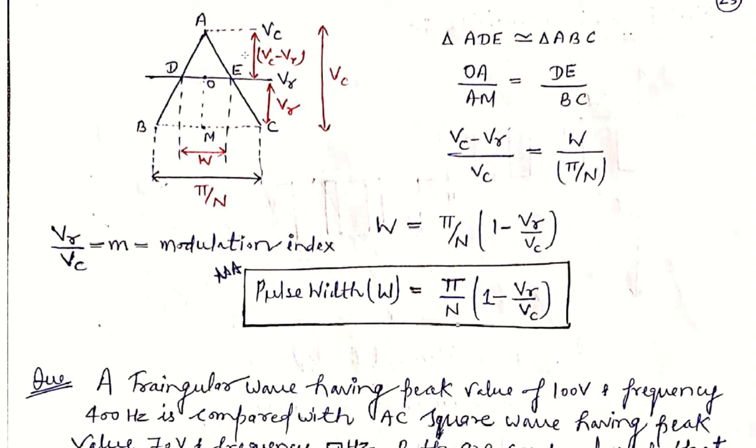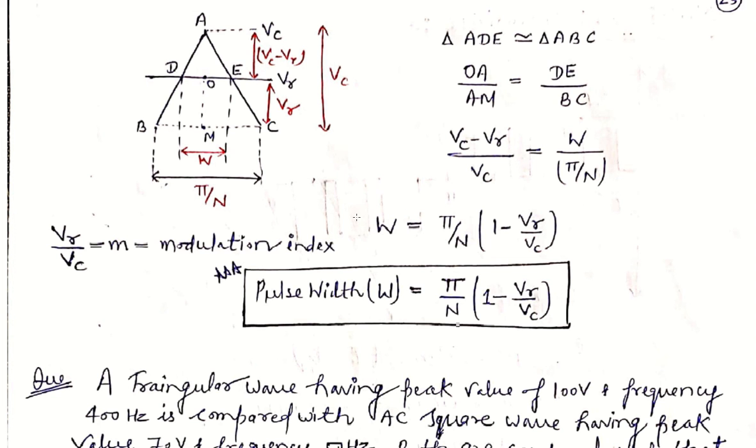Now we apply the similar triangle concept. According to this, OA is the small height, and AM is the whole height, which corresponds to DE, the small horizontal part, and BC, the whole horizontal part. So AO upon AM equals DE upon BC. If we put the values, OA equals VC minus VR, AM equals VC, DE is the width of the pulse, W here, and BC equals pi by n.